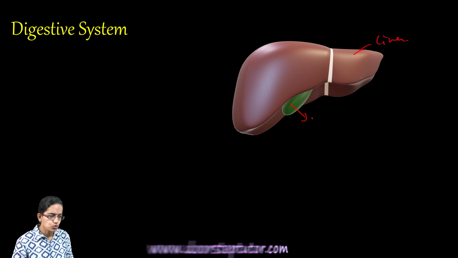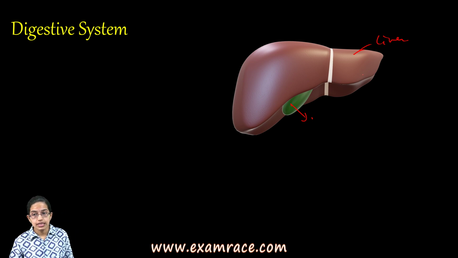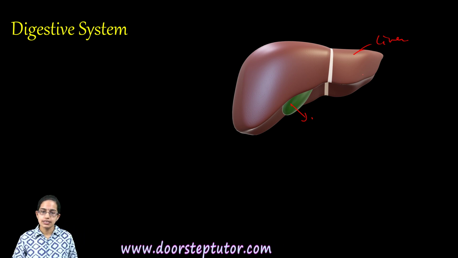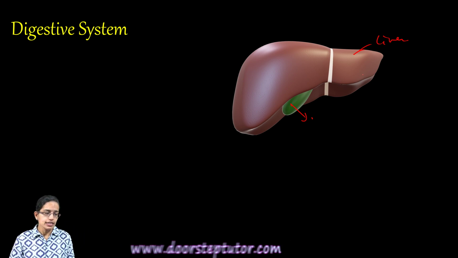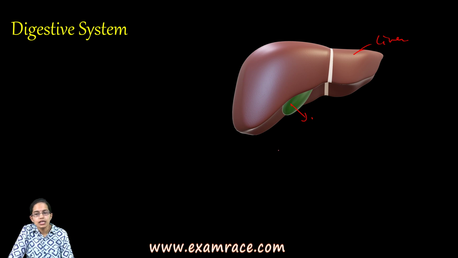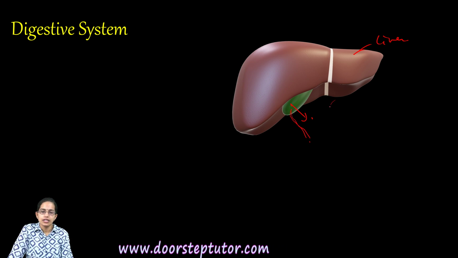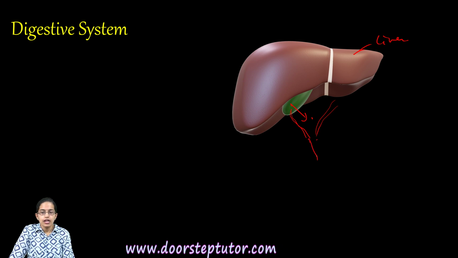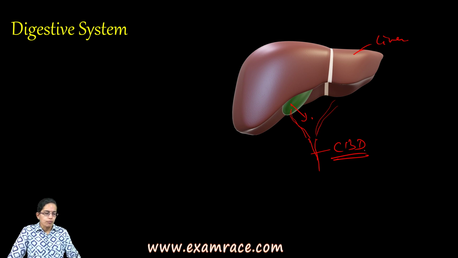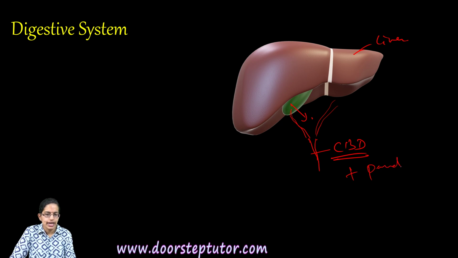Now the liver has two different components. The hepatic cells of the liver secrete the bile, and the lobes are connected by Glisson's capsule. So that's again a very important thing to understand. Now what actually happens is, from the gallbladder you have the cystic duct coming, and from the liver you have the hepatic ducts coming. Together they form the CBD, which is the common bile duct, and this common bile duct along with the pancreatic duct.